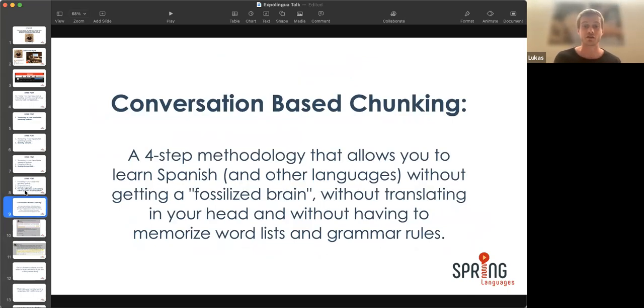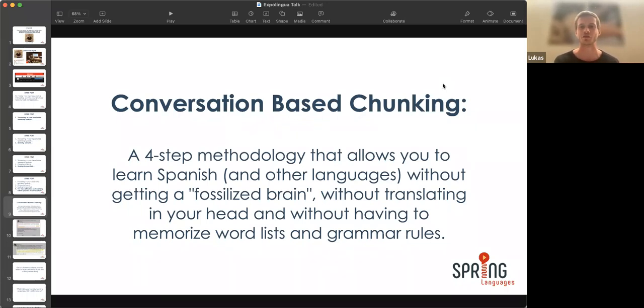So what is conversation-based chunking? In a nutshell, a four-step methodology that allows you to learn Spanish and other languages without getting a fossilized brain, and I'll get to that in a second, what that means, without translating in your head and without having to memorize word lists and grammar rules. And this might sound like a far-fetched dream, or maybe it sounds like something that you won't really believe, or you think, well, this is probably just like any other method for language learning. If you feel that way, I understand. I would also feel that way, but I invite you to keep an open mind and try to see if maybe this whole chunking thing, maybe you've been doing it subconsciously already.